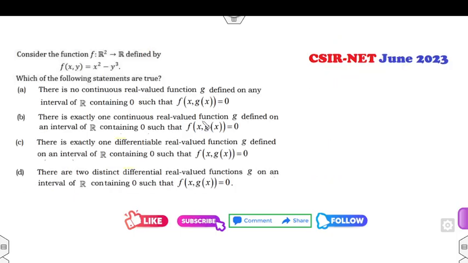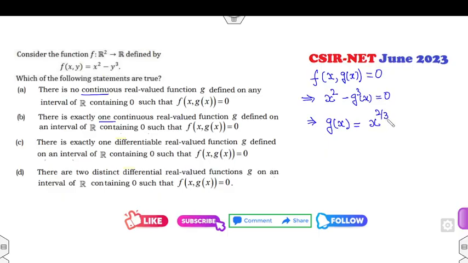Okay, look at another one. A function f of x is given to me. There is a continuous function g of x such that g of x is 0, that means x square minus g cube of x is equal to 0. Can you find the value of g? g will be x raised to the power 2 over 3.